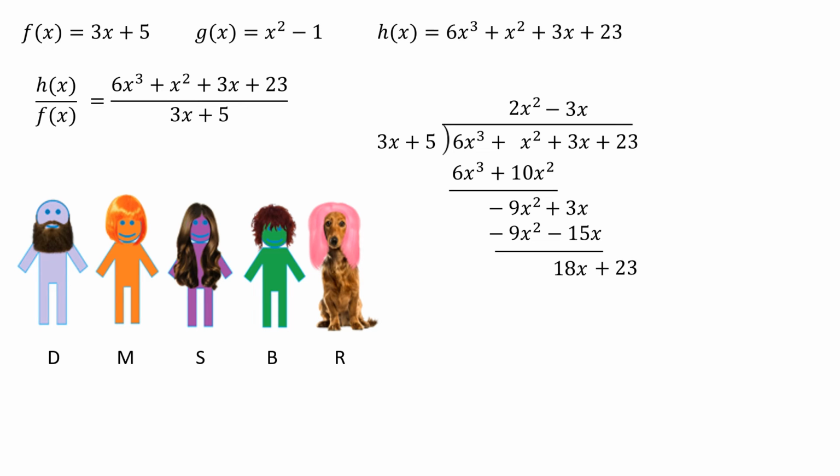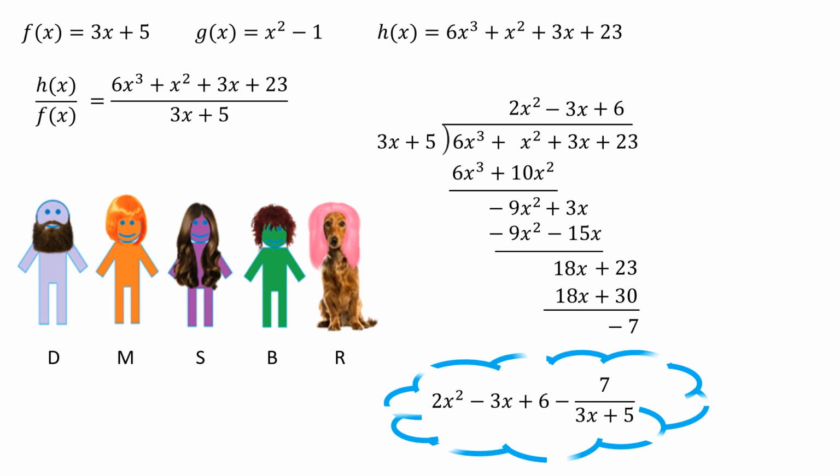I'm like, aha, 3x divides into 18x 6 times. Again, I've got to think place value when I put the 6 up there. 6 times 3x is 18x. 6 times 5 is 30. Subtract. 18x, take away 18x, of course, cancels. 23 subtract 30 is a negative 7. So the remainder will be negative 7 over 3x plus 5. All right, so there's my answer. 2x squared minus 3x plus 6 minus 7 over 3x plus 5.